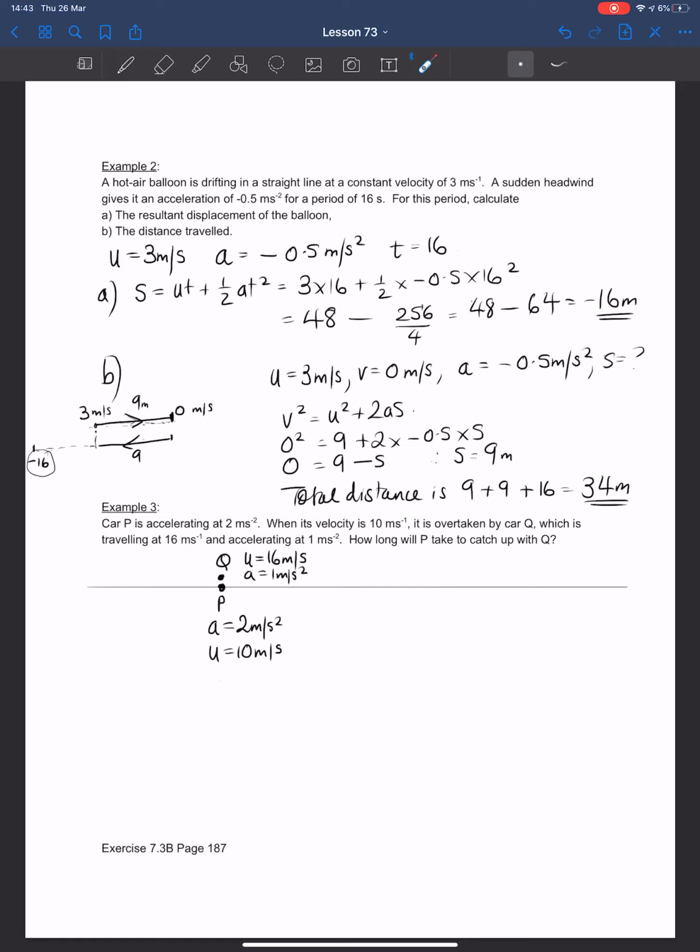Okay. So what we can say, somewhere down the line, so this is at the start, and somewhere down the line, they catch up again, Q and P. This will still have acceleration 2 metres per second squared, and this will still have acceleration 1 metre per second squared. Each will have a new velocity that we don't know, but it's when they're at the same position again. The time is going to be the same for both, because when they catch up, it's the same. So let's call t capital T.